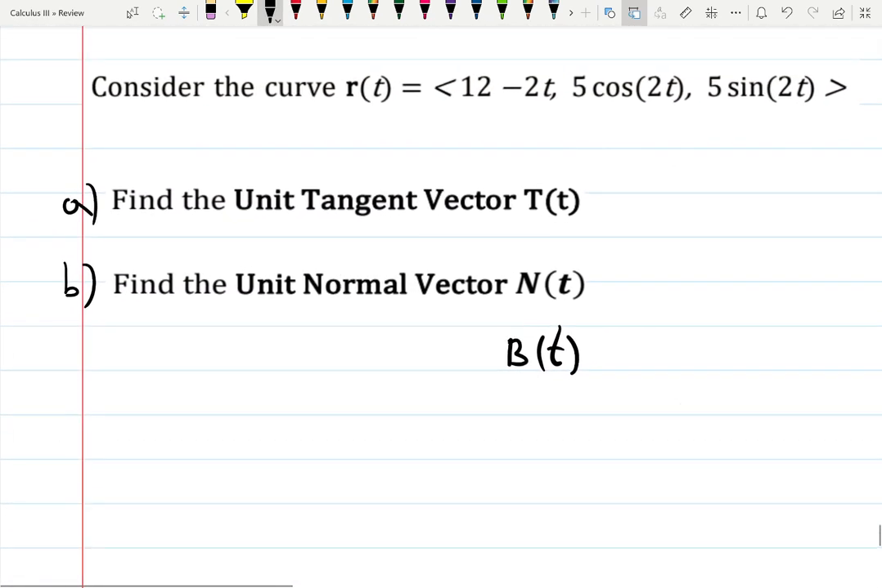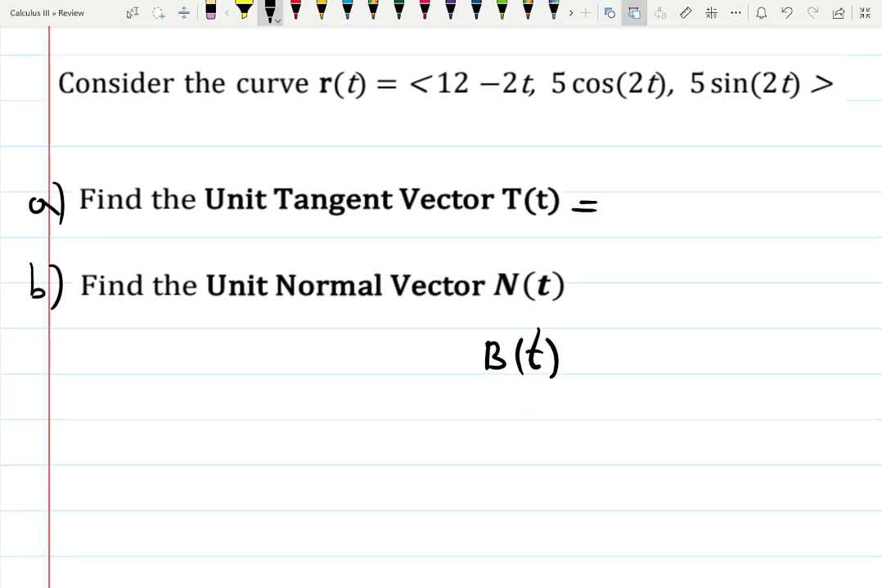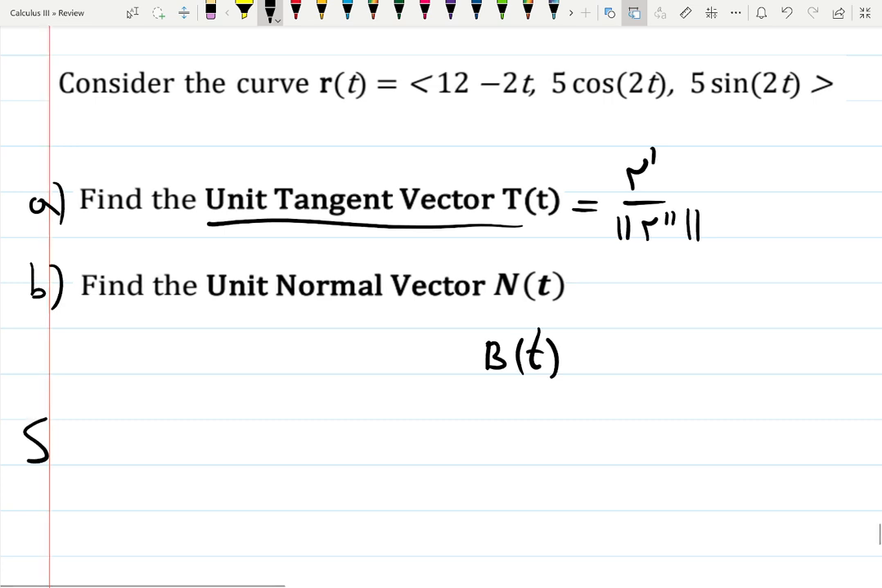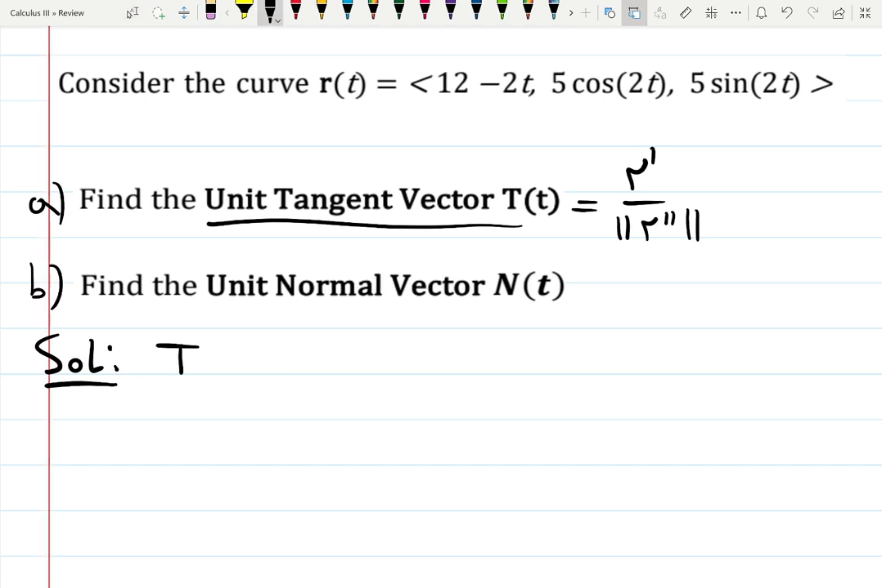Thus, let's start with the first one. T, or the unit tangent vector T, is going to be r prime over the size or magnitude of r prime. Solution. T is a vector, a fraction. The derivative is going to be minus 2, because minus 2t, and 5 cosine of 2t.